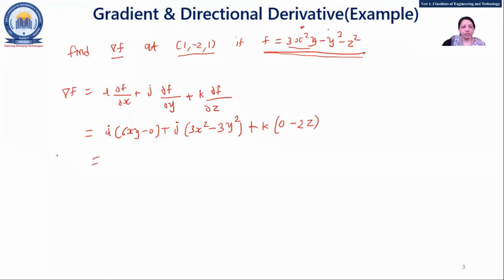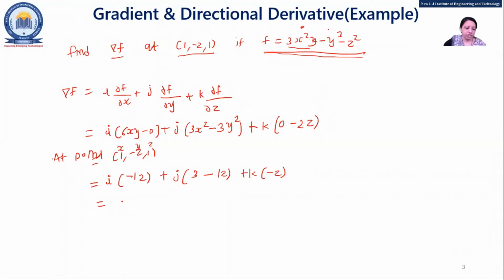Now we want to find it at which point? At the point (1, -2, 1). So what are we going to do? Just consider these as x, y and z. With i, that is 6xy, where x is 1 and y is -2, so it will be minus 12. Plus j, 3x square, that is 3 with x is 1, and now y equal to -2, so y square is 4, so 3 minus 12. Plus k into 2 into z, so it is minus 2.